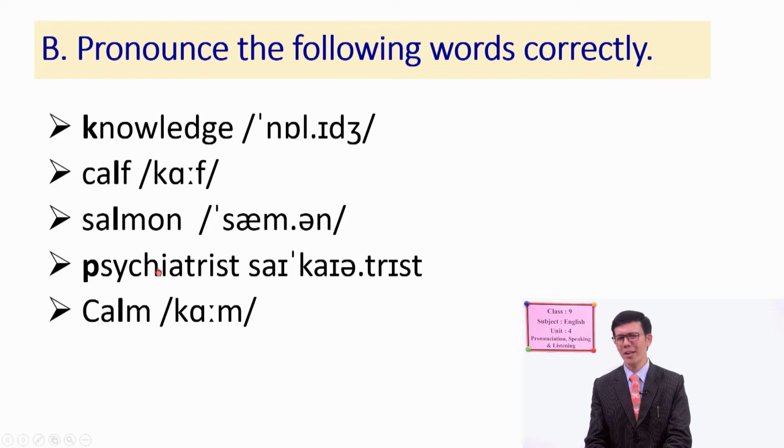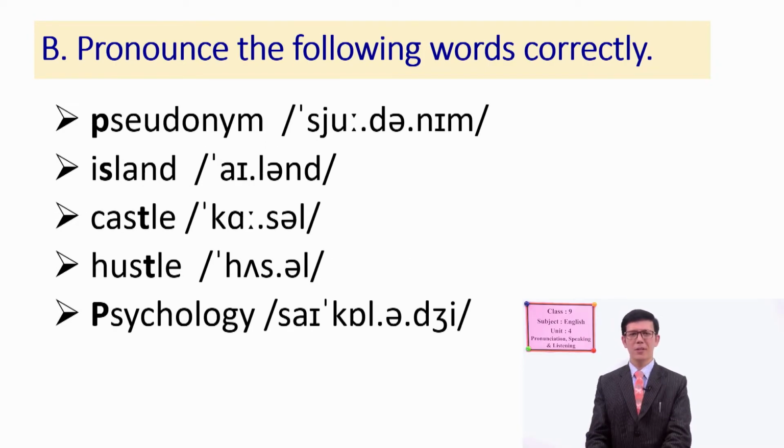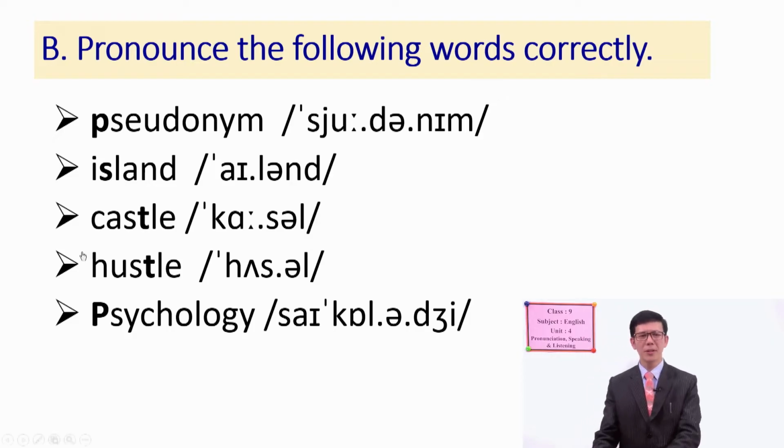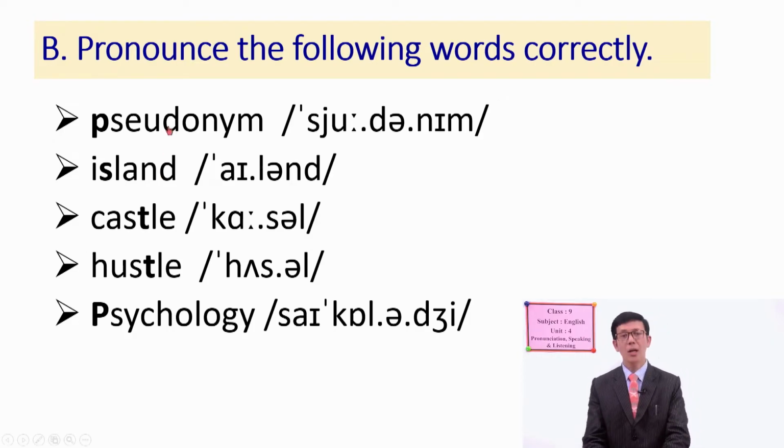Let's check this one now. Okay. Psychiatrist. Oh, yes. Okay, these words, how we pronounce. Psychiatrist. Okay, now let's go to this word. Calm. Okay, not low, but calm. Okay, look, interesting, these are the words. Now look at the first here. Okay, what about this word? Please check. Pseudonym. Yes, pseudonym.